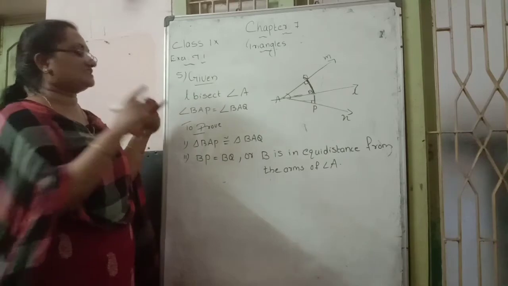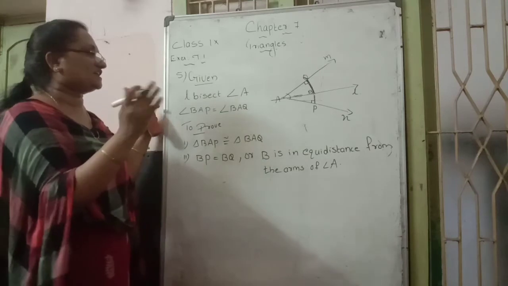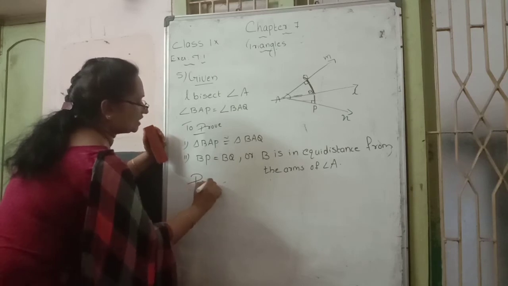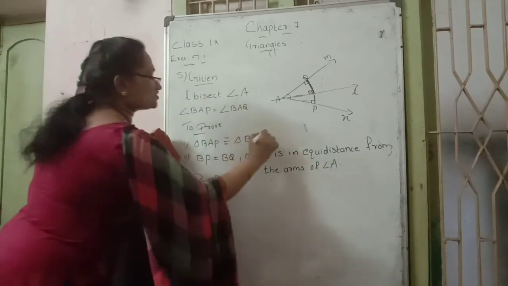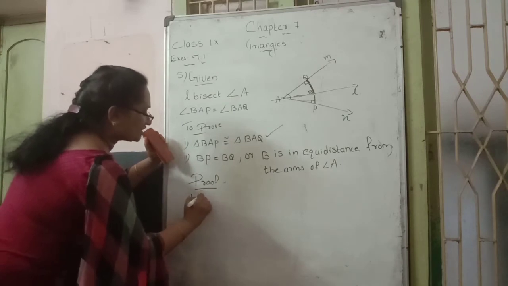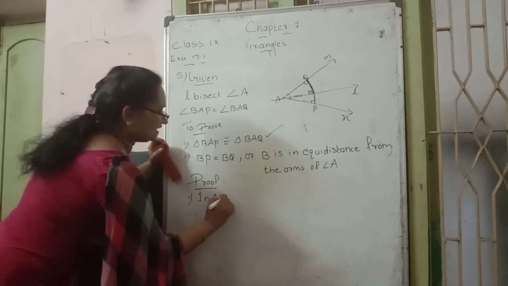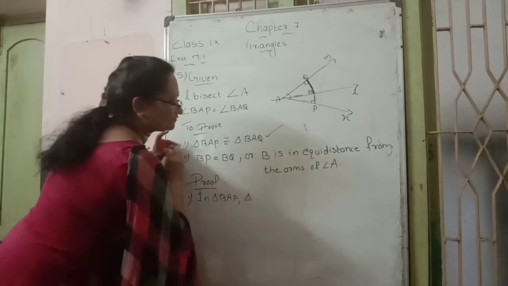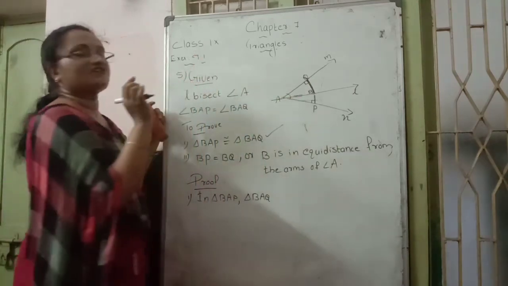So how to prove this? These are the two cases we want to prove. For this, extra construction is not needed here, so we can directly skip and go to the proof. Proof: how do we start? What they ask to prove first is that these two triangles are congruent. We take two cases. In the first case, we write: in triangle BAP and triangle BAQ, consider. Then what can we say from the diagram?